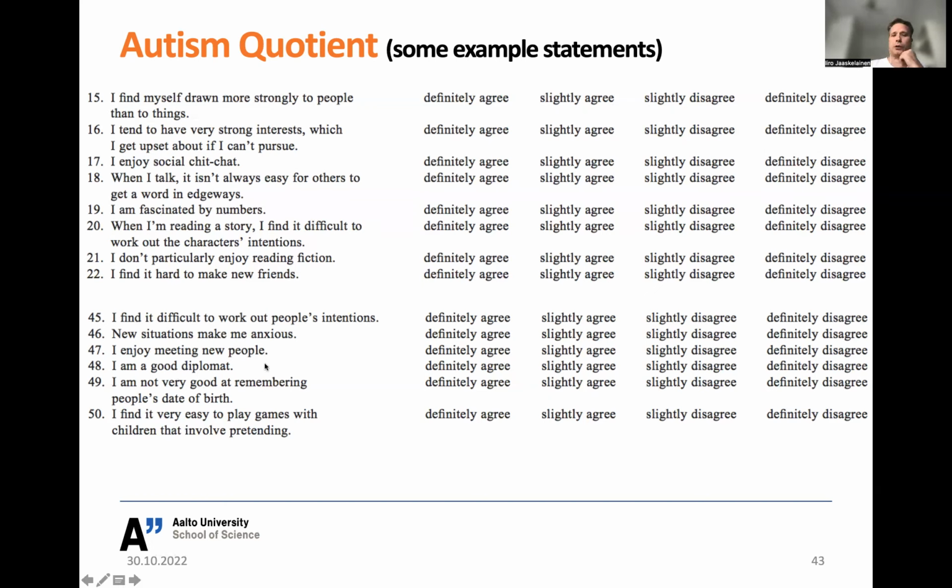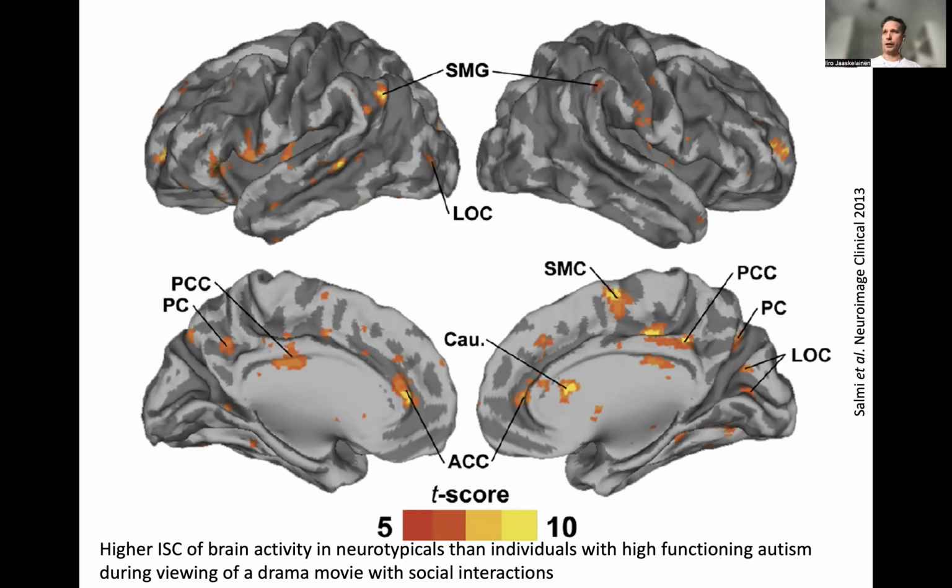And okay, so we had this movie that we were showing. It was a movie, The Match Factory Girl by Aki Kaurismäki, or maybe it was Mika Kaurismäki. No, I'm not sure. Okay, but anyways, it was a Kaurismäki movie. It's like these film director brothers. But one of the brothers made The Match Factory Girl, and the style in this movie is very reduced social interaction. So there was something that the autistic patients found sufficiently comfortable to watch in the fMRI scanner, and then there was higher intersubject correlation with brain activity in neurotypical than in individuals with high functioning autism during viewing a drama movie with these social interactions.